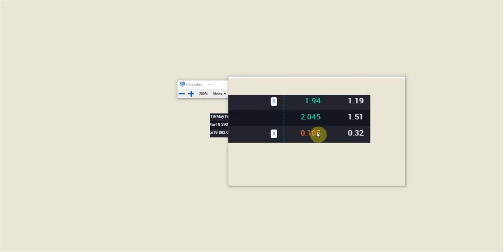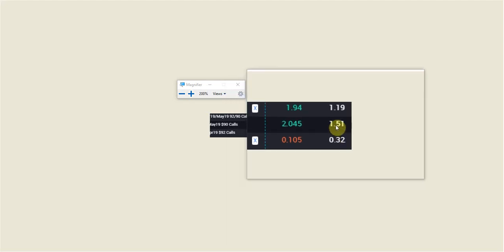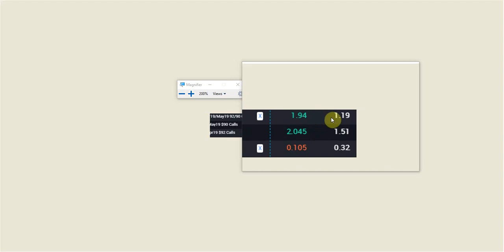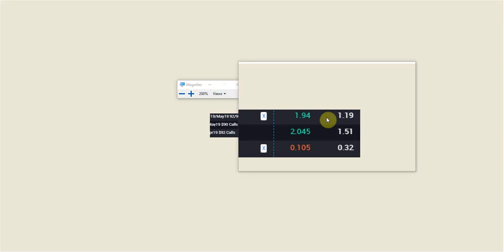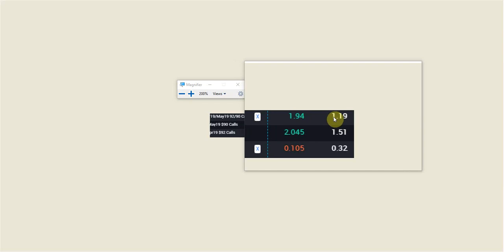At the time I took the snapshot, this was cheaper to buy back. So I made 20 cents here, and 52 cents there. The upside was considerable. The total net upside at the time I took the snapshot was $1.94 minus $1.19, so roughly $800 on 10 contracts. Not a bad bet on an earnings report.